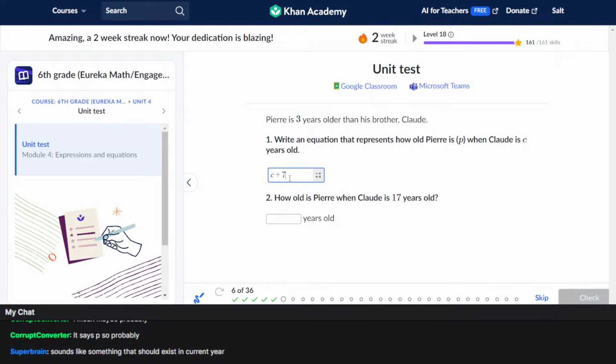Superbrain says sounds like something that should exist in the current year. Do it, then. Anything I make, Corrupt Converter says if they find bugs, they'll break it. This is my challenge. It won't even be very hard because I'm bad at coding, but it's fun to have other programmers try to break your stuff. And I have a friend. No. Corrupt Converter says if I find you can I break you. That sounds so wrong. Superbrain's like, what? It sounds so wrong.